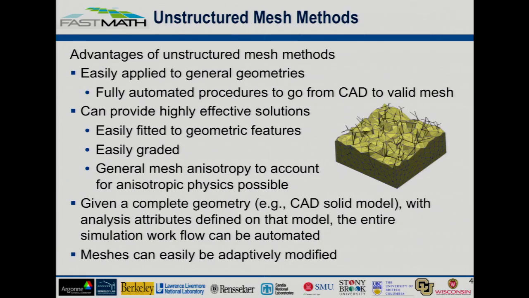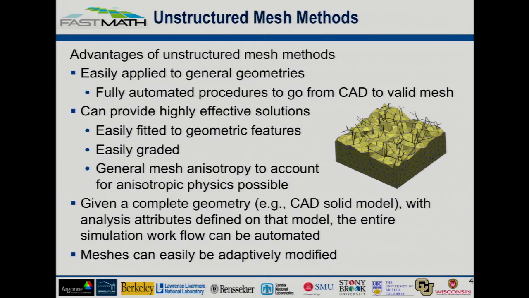So the advantage of unstructured meshes, as already mentioned, is that they can easily deal with arbitrary geometries. That is, we have the ability, and do it on a regular basis, to go automatically from CAD models to meshes and analyses of them, and adaptive meshes, as you'll see in examples. They easily fit to geometric features. They can be graded. They can account for anisotropy in the construction of the mesh in a variety of ways.